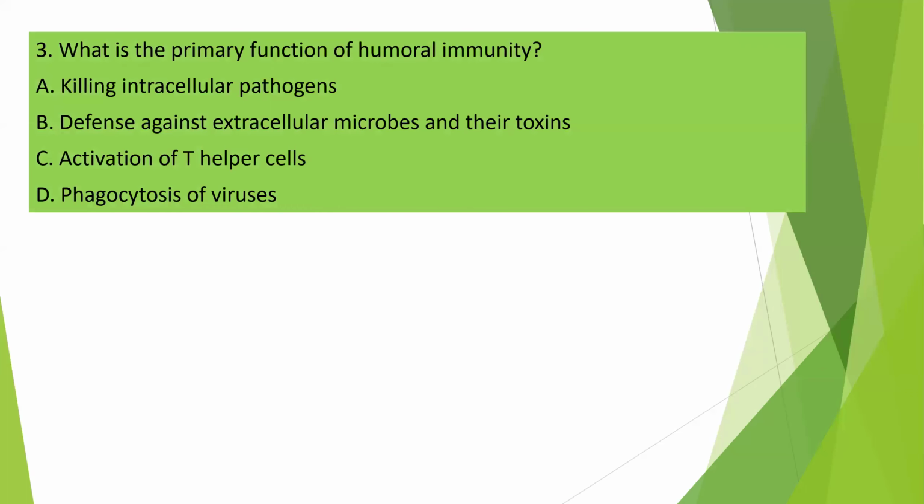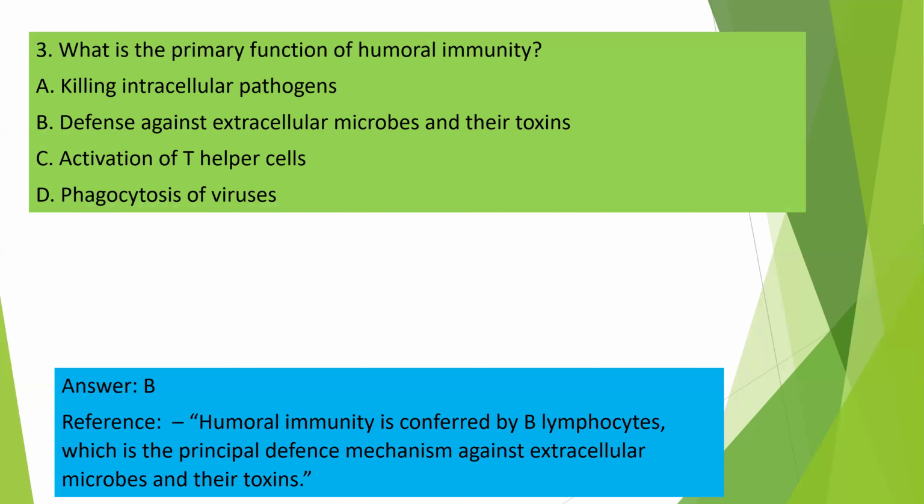What is the primary function of humoral immunity? Quick, which is the answer? These are undergraduate questions. Defense against extracellular microbes and the toxins. Very good. Intracellular is usually associated with cell-mediated immunity. Read it now. Humoral immunity is conferred by B lymphocytes, which is a principal defense mechanism against extracellular microbes and their toxins.